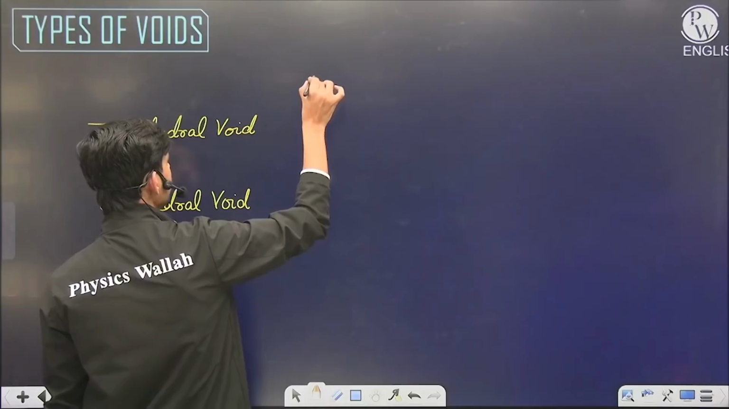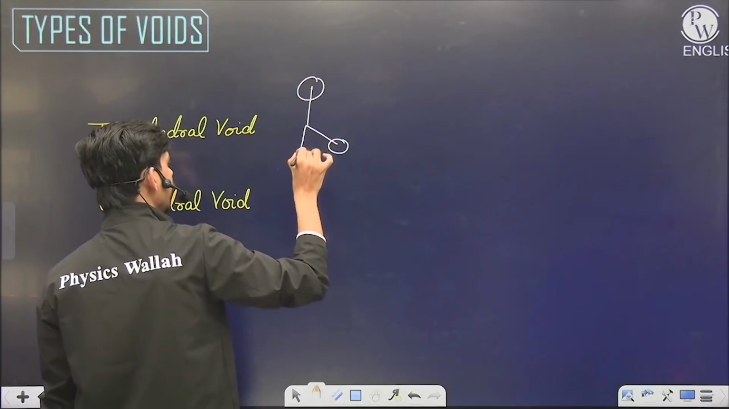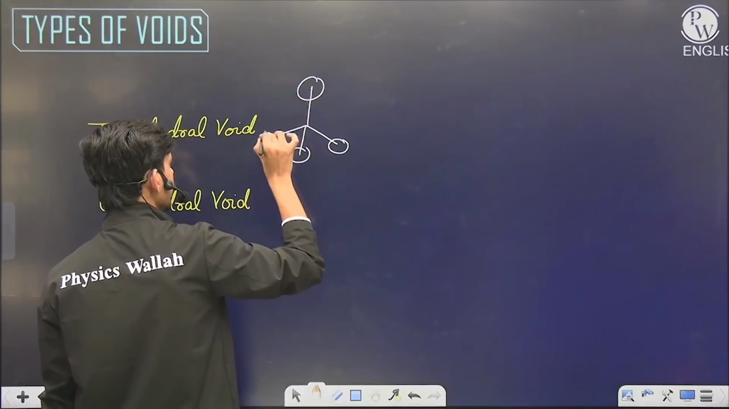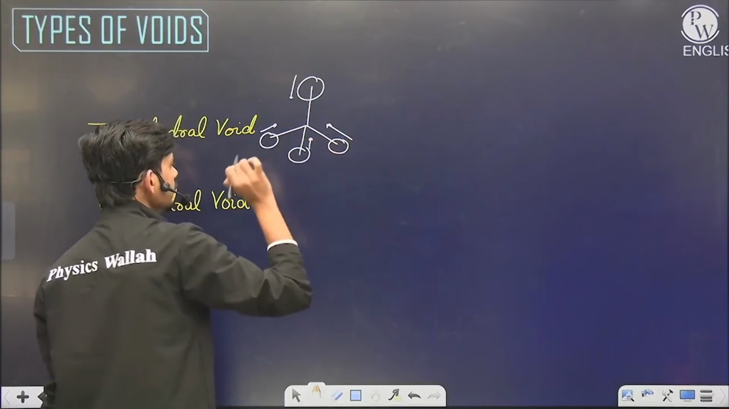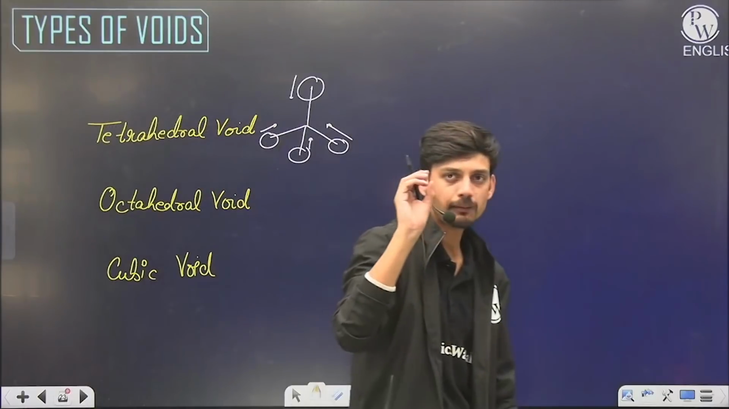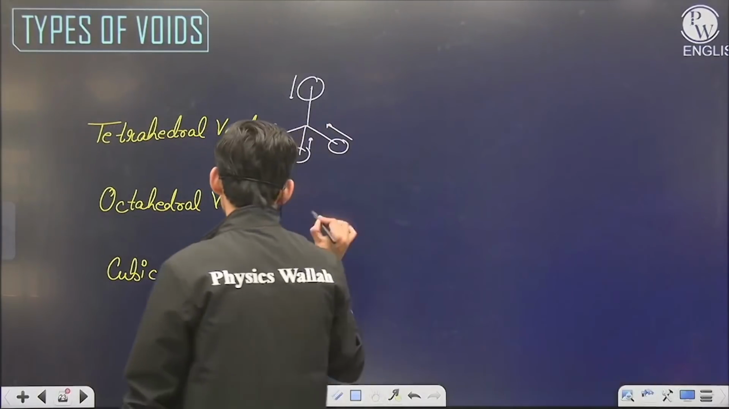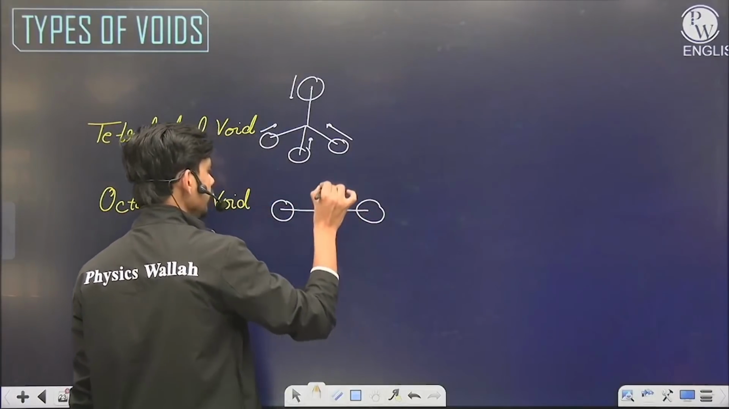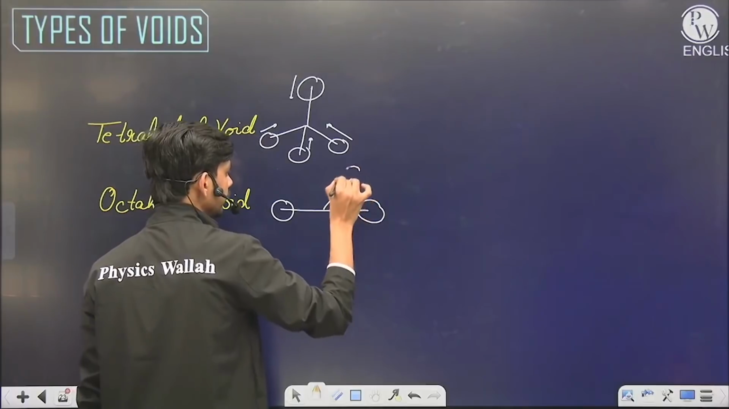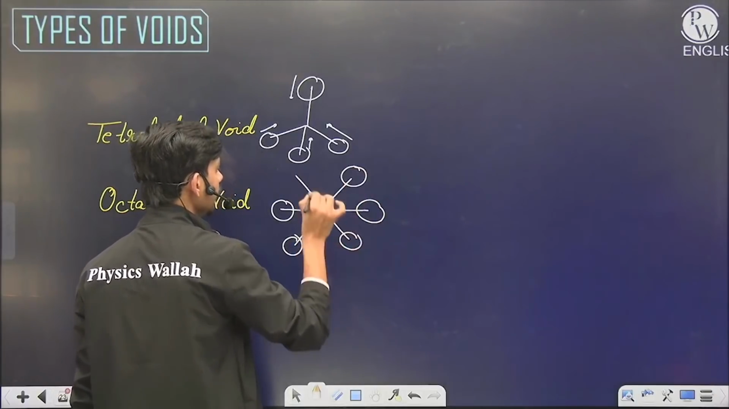Tetrahedral void is formed when 4 atoms approach each other from tetrahedral directions. If 4 atoms approach each other from tetrahedral directions, then at the center, where some space will be vacant, that space will be a tetrahedral void. Octahedral void is formed when 6 atoms approach each other from octahedral geometry, in which all the 6 bonds are perpendicular.